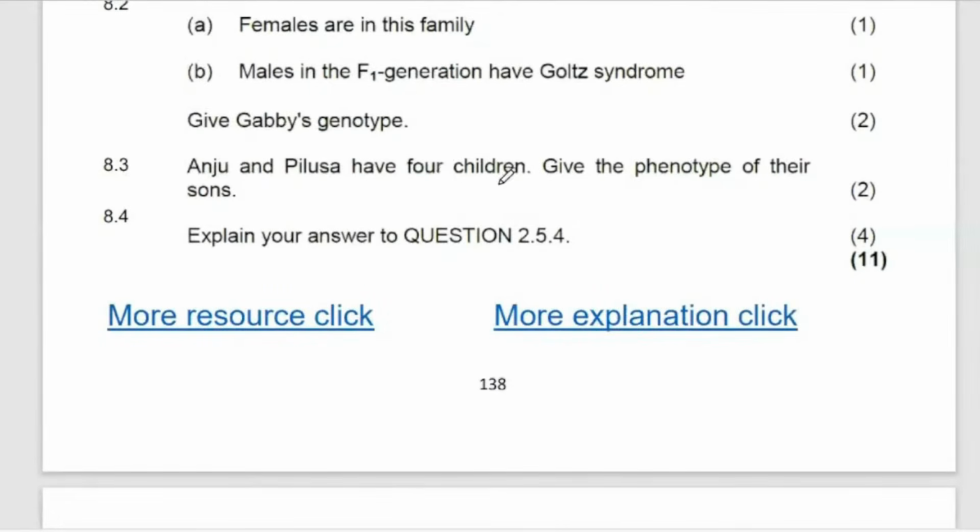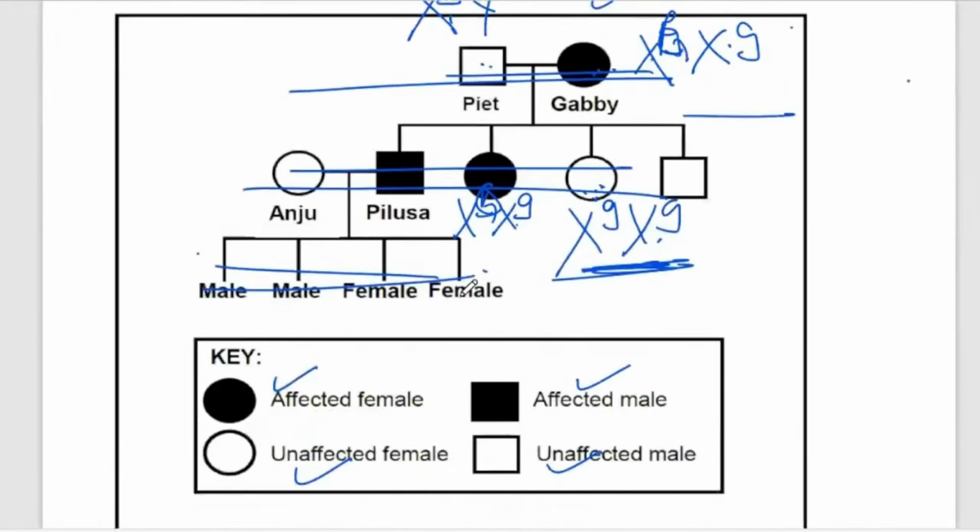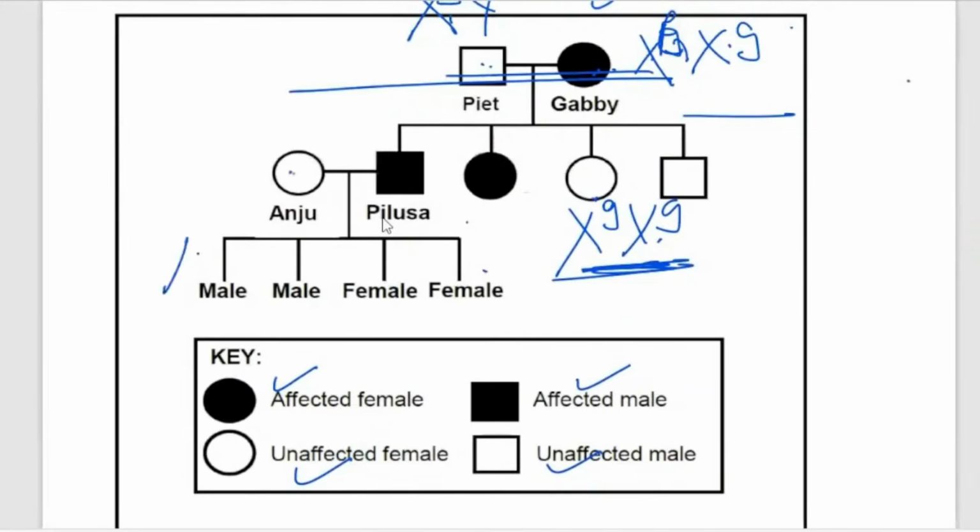Aju and Pirusa have another 4th child. Give the phenotype of their sons. Remember this is caused by a dominant allele. The moment it's caused by a dominant allele, it is easier to find. For the case of the son, remember it's a Y. Because this one is normal, remember it is recessive, therefore both of them are going to be normal.